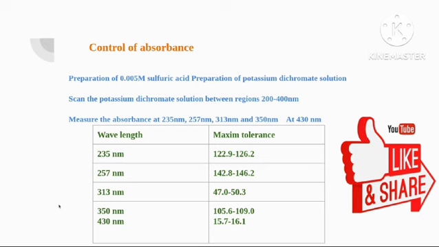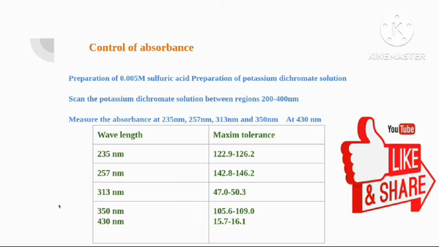For this, the maximum tolerance will be like this. For 235 nm, the maximum tolerance is 122.9 to 126.2. For 257 nm, it is 142.8 to 146.2. For 313 nm, it is 47.0 to 50.3. For 350 nm, it is 105.6 to 109.0. And finally, for 430 nm, it is 15.7 to 16.1.